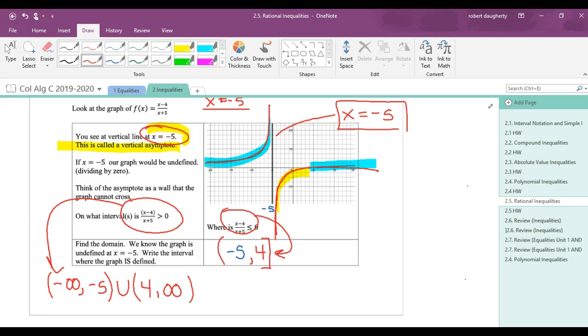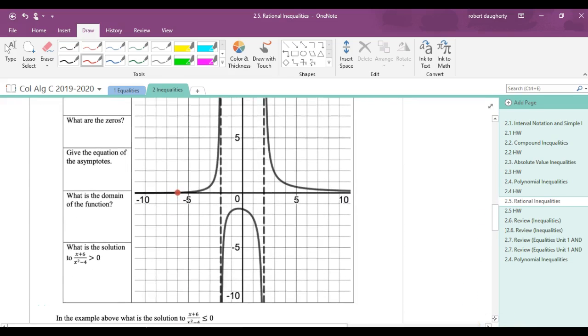You can only have a parentheses around it because this means does not include this number, does not include this number. The minute you put a bracket, you're saying I'm including that number, and you can't because it's not defined. So that one wasn't drawn. This one should be drawn a little bit better.